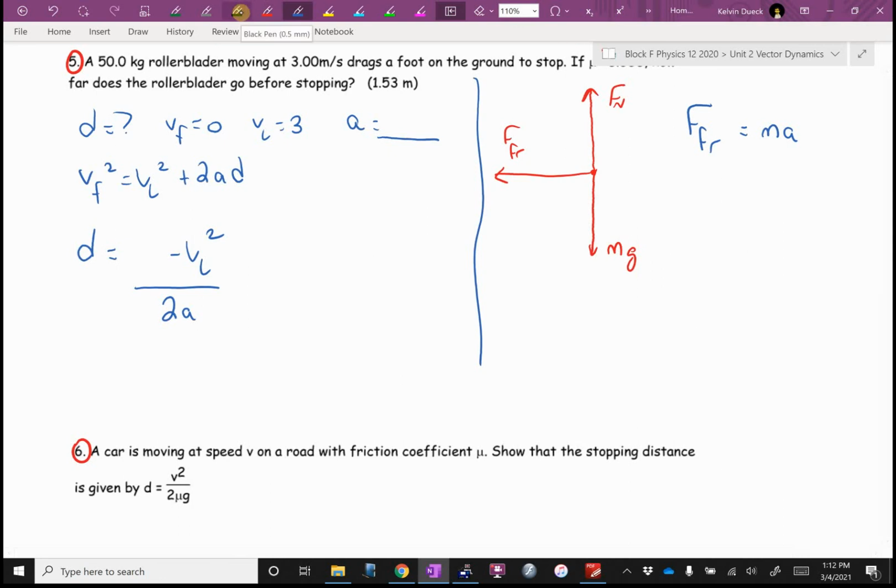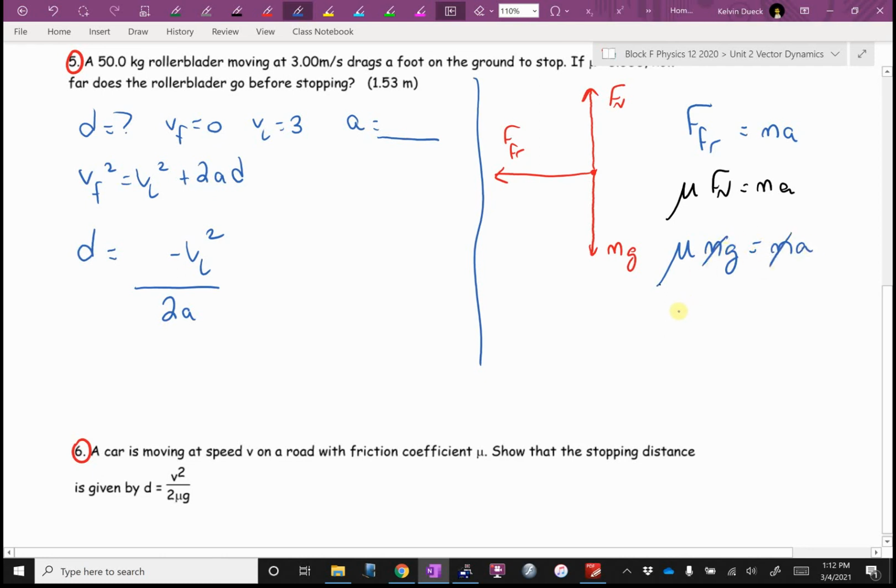So friction equals ma. We would still have mu times the normal force equals ma. I don't know the normal force. We would still have mu mg equals ma. Again, the mass cancels, and again, we get the same acceleration equation for both speeding up and slowing down. We get a equals mu g. So I can plug that into this equation. I'll get stopping distance is negative vi squared all over 2 mu g.